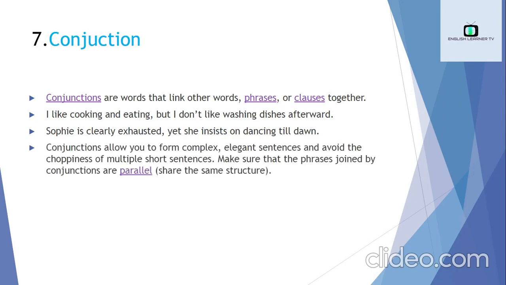Conjunctions allow you to form complex, elegant sentences and avoid the choppiness of multiple short sentences. Make sure that the phrases joined by a conjunction are parallel, that they share the same structure. Incorrect: I work quickly and careful. Correct: I work quickly and carefully.